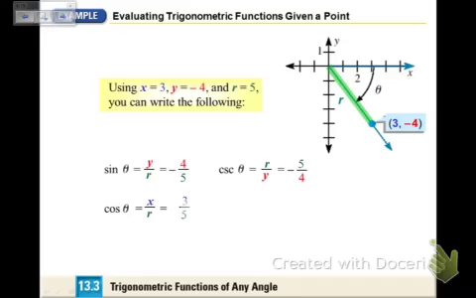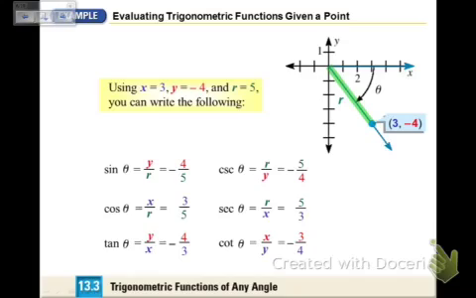Cosine is x over r, 3/5. Secant is r over x, 5/3. Tangent is y over x, which is negative 4/3, since y is negative, and cotangent is x over y, negative 3/4. That was simple, just plugging in the information I had, right there. Okay?